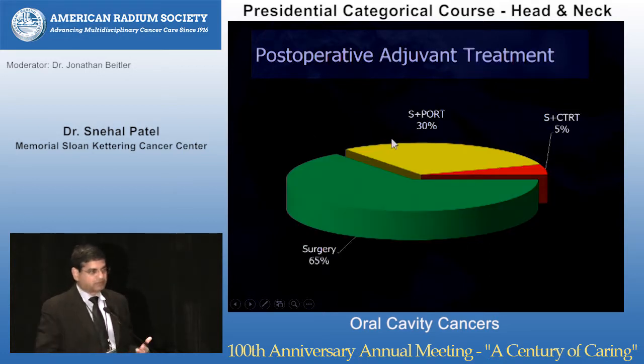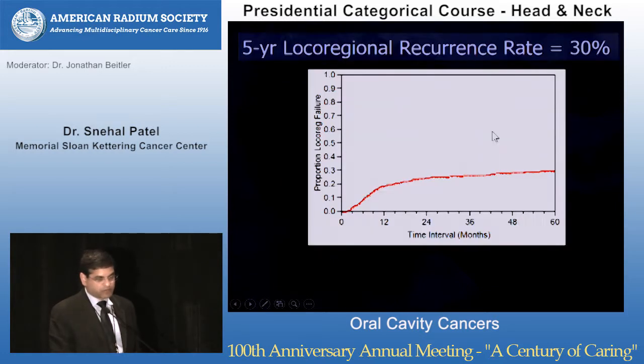So that kind of influences the cancer-related outcomes and control rates. As you would expect, about a third of patients received adjuvant post-op radiation, and a small percentage got chemoradiation because of additional risk factors. Overall, about a third of patients will fail either locally or in the neck at 5 years.